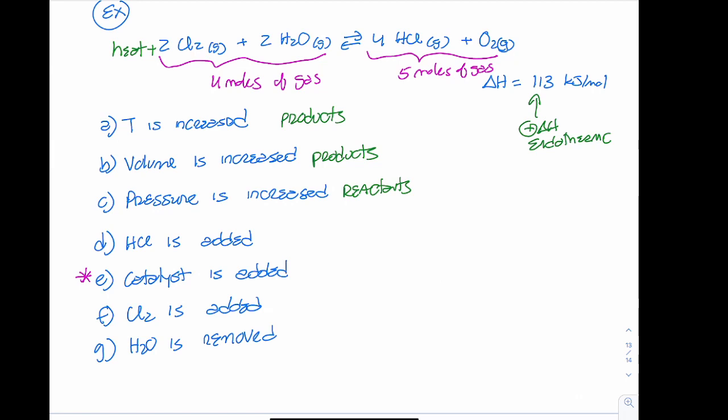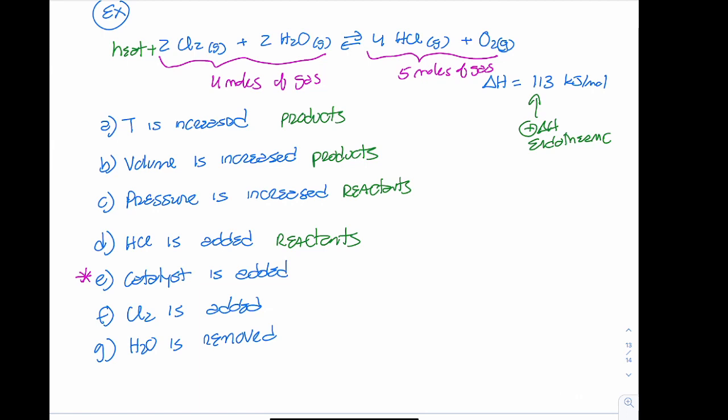I'm adding hydrogen chloride. I almost said hydrochloric acid. So HCl is added. HCl is a product. So I have too much product, right? We added something to the product side. I need to shift away from that to decrease the amount of product that we've added. So it's going to go towards reactants. Catalyst will come back to.